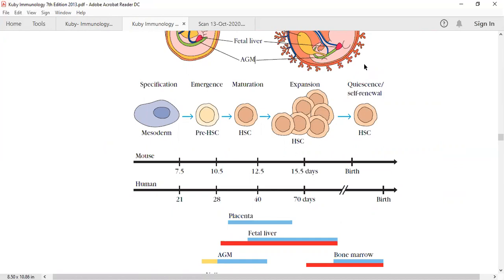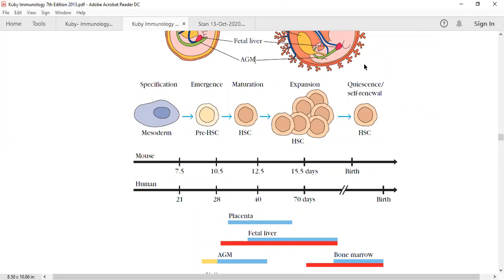Unipotent is a type of cell which will develop into a single cell type. It's uni for single. Multi means which can give rise to two or more types of cells, two or three. Pluri means which can give rise to a number of cells. And toti means which can give rise to a complete organism. Because we have more than 100 different types of cells, all the cells can be developed from a single hematopoietic stem cell.